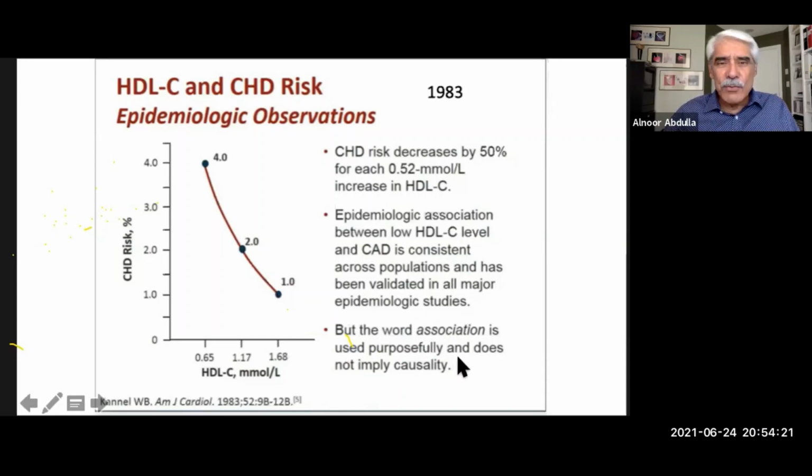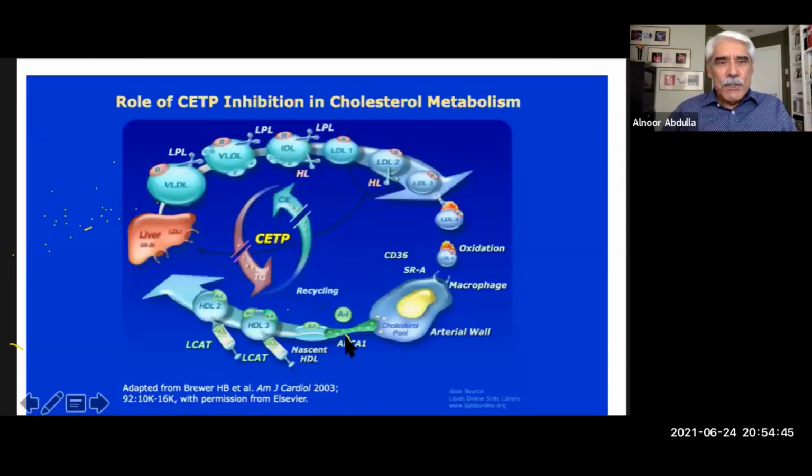But now he's beginning to worry, and he says, but the word association is used purposefully and does not imply causality. All right? So now the fathers themselves, who were so high on HDL, are beginning to say, is it really important in the process of atherogenesis? So we used to consider this slide the gold standard. Nobody could give a lipid talk without this slide.